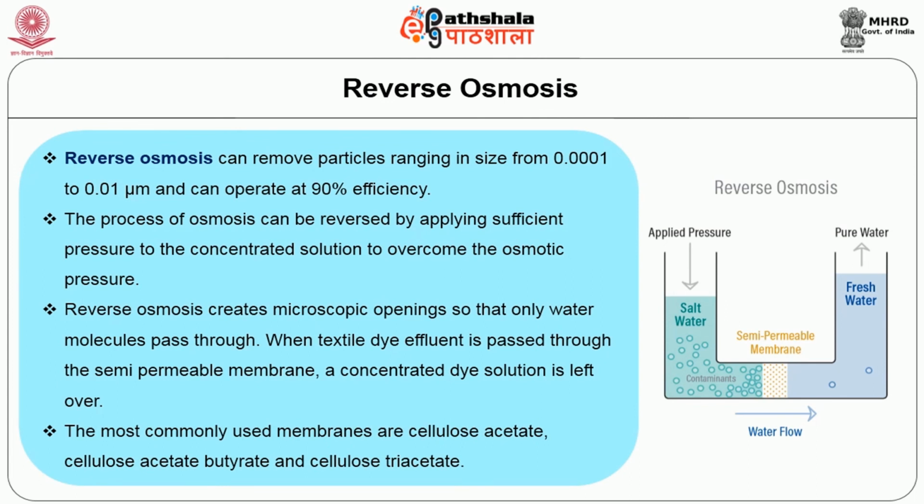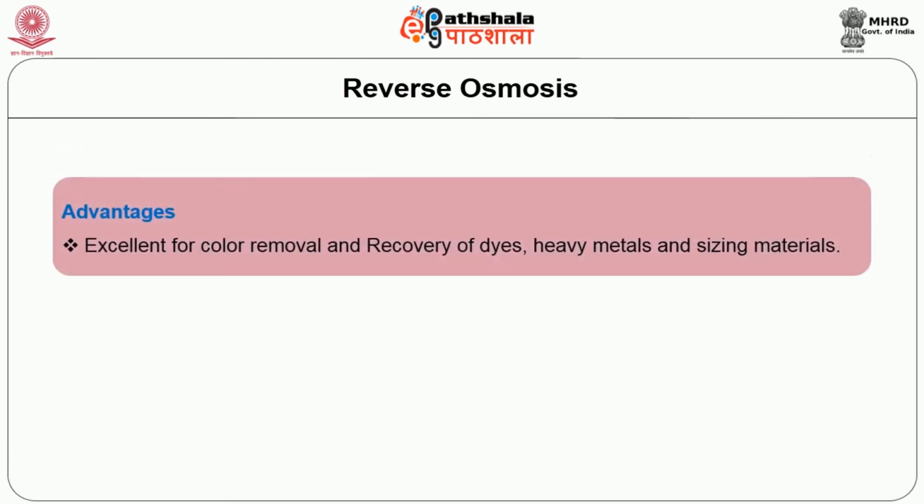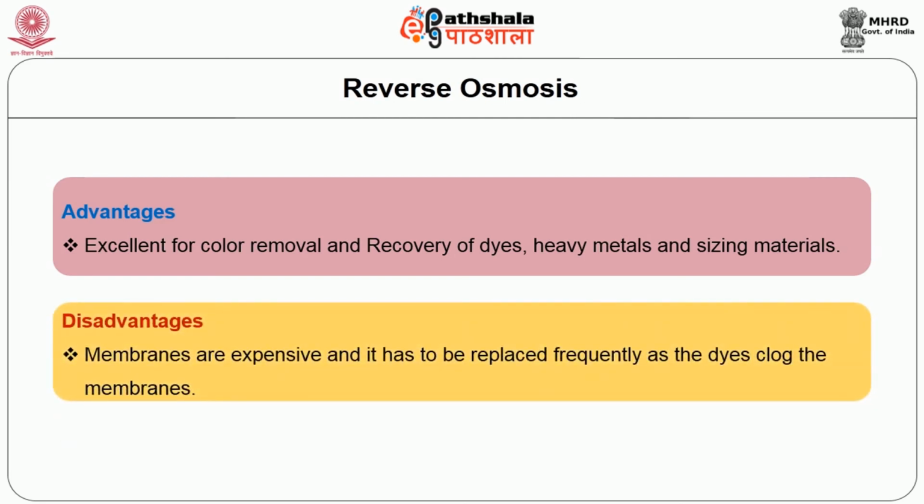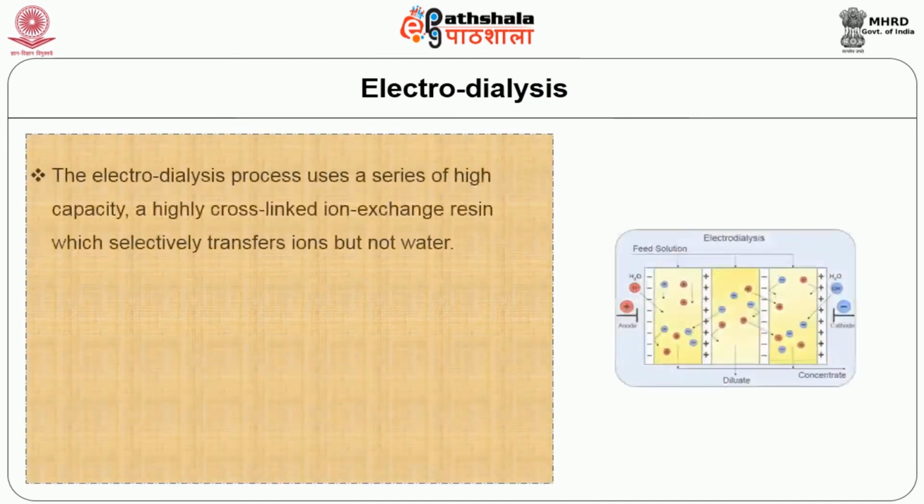The most commonly used membranes are cellulose acetate butyrate and cellulose triacetate. Advantages: this method is excellent for color removal and recovery of dyes, heavy metals and sizing materials. Disadvantages are the membranes are expensive and have to be replaced frequently as the dyes clog the membranes. The next process is electrodialysis.